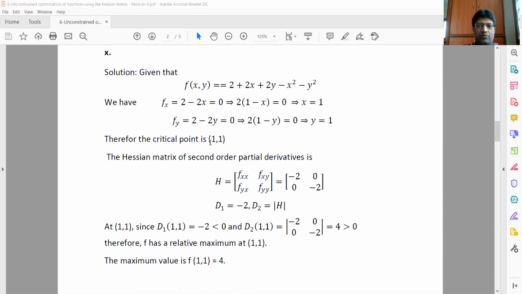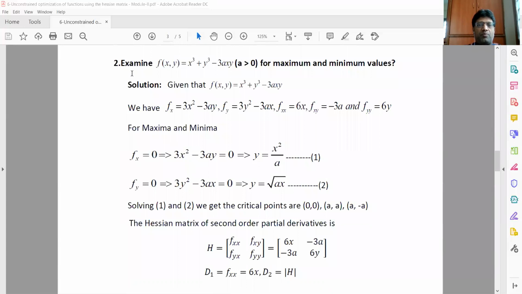We got only one critical point. At that point, clearly d1 is less than 0 and d2 is greater than 0. Therefore, the function has a relative maximum at that point. What is the maximum value? Just substitute this (1, 1) in the given function, and you will get the maximum value. So the maximum value is 4.